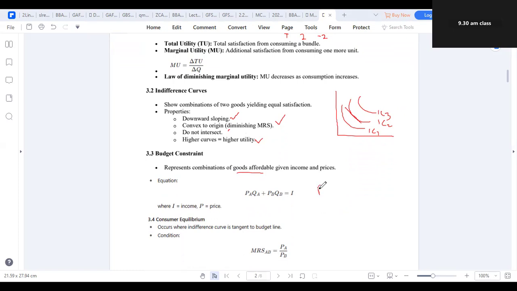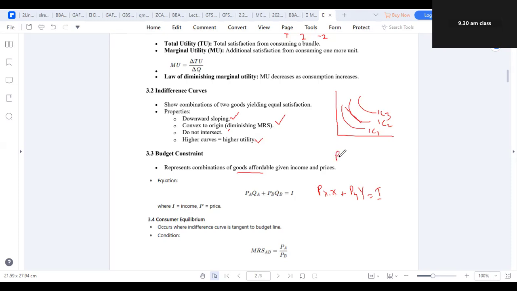Other books will say price of good X times X plus price of good Y times Y will be equal to the income, which is given by I, M or Y. So this is what is called the budget line. A budget line is very easy to formulate.